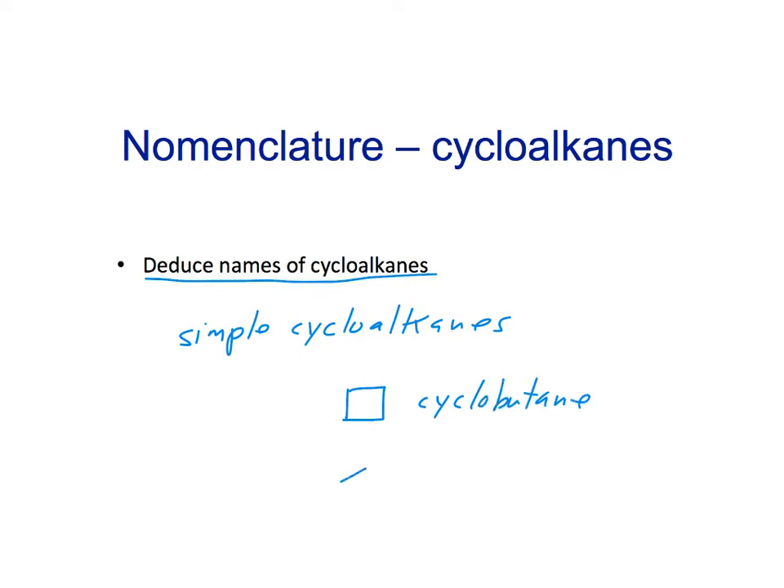If we went to something like this, how many carbons does that have? It has 7. So this is cycloheptane. Alright, so it's as simple as that. We just add cyclo to the beginning.